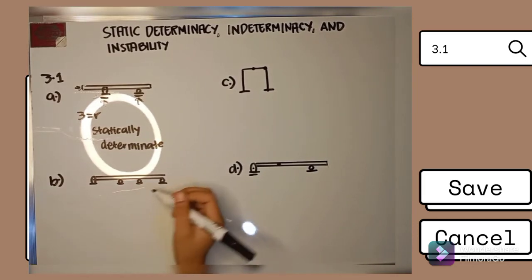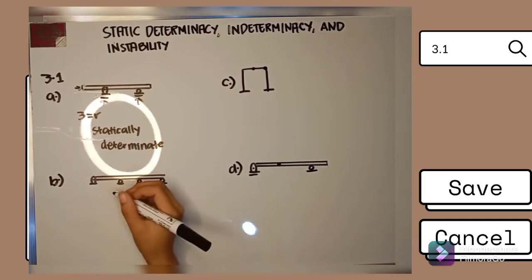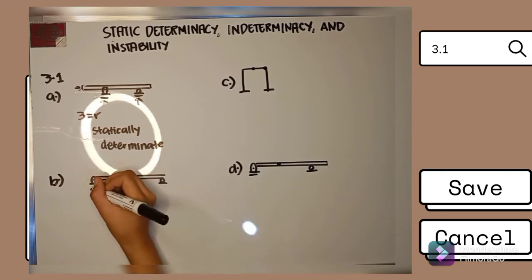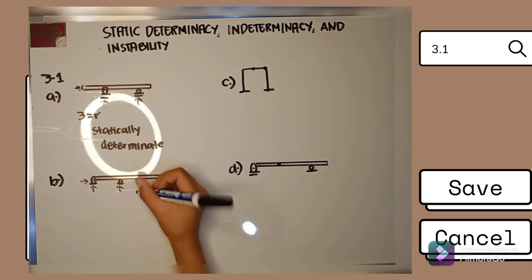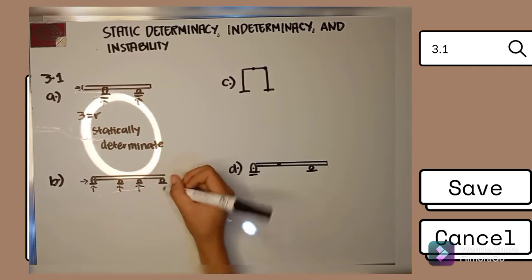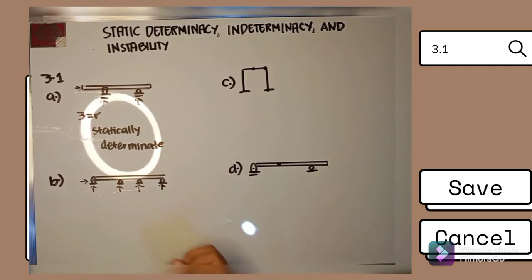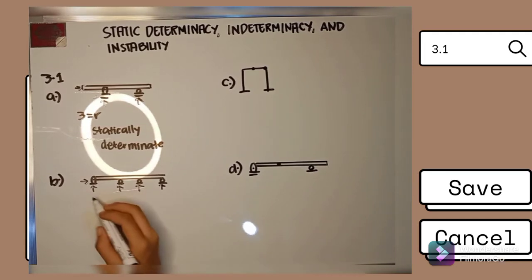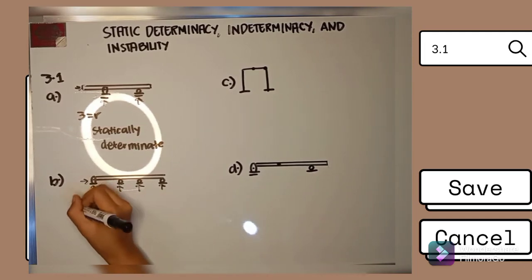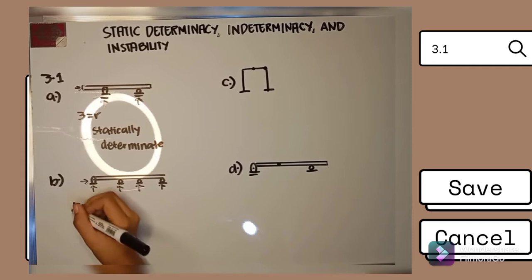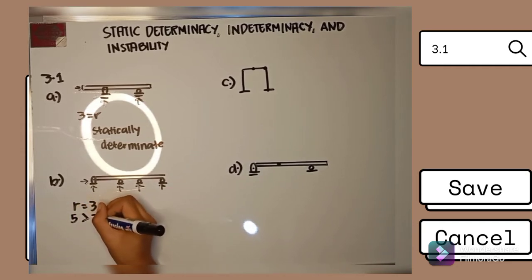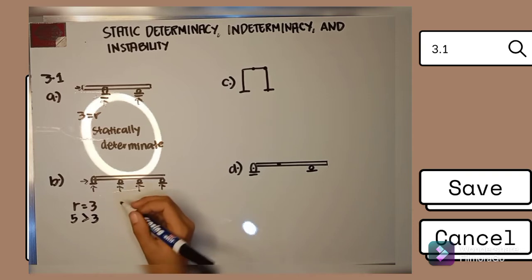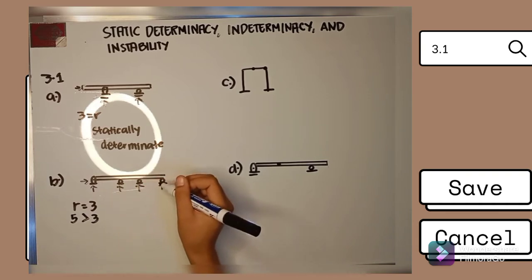For letter B, we have here another beam that is supported by one hinge and 3 rollers. So the hinge has 2 reactions and each roller has 1 reaction. So we have a total of 1, 2, 3, 4, 5. R is equal to 3. We have a total of 5 external reactions, which is greater than 3. Therefore, this beam is statically indeterminate.